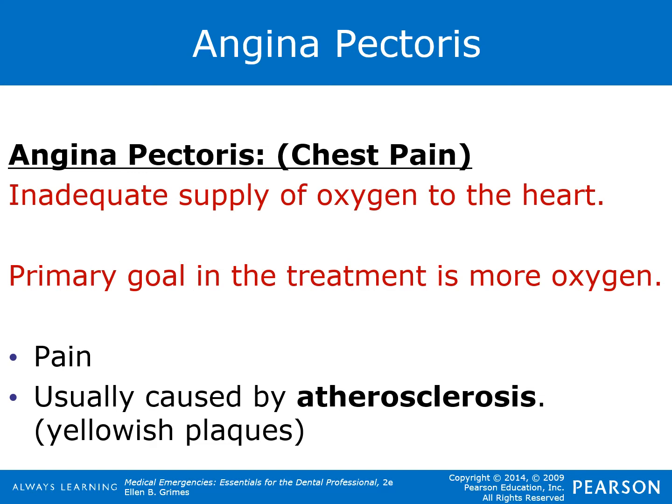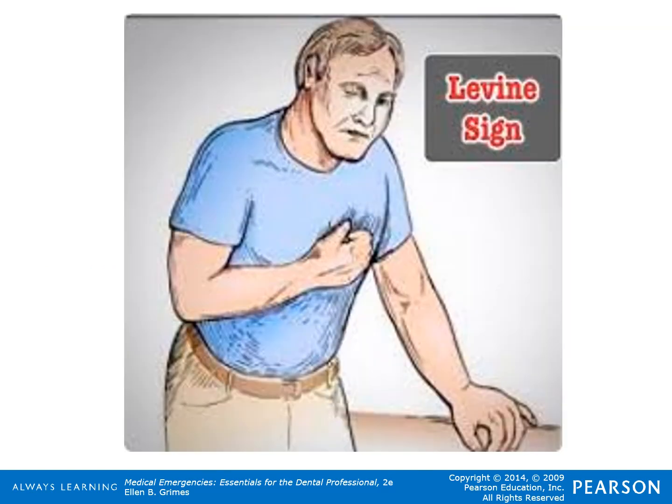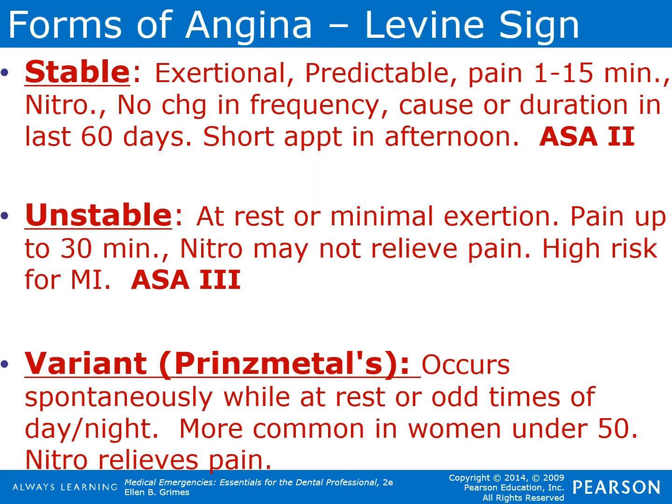So angina pectoris that is heart related is usually an inadequate supply of oxygen to the heart. The primary goal in the treatment is more oxygen. So usually that chest pain is painful, and it's usually caused by atherosclerosis, which are the yellowish plaques. They usually do a Levine sign when you have angina pectoris, where you just lift one hand up to the heart, and you can have that kind of pain whether it's cardiac related or non-cardiac related. They can all give the Levine sign, and I would know that.